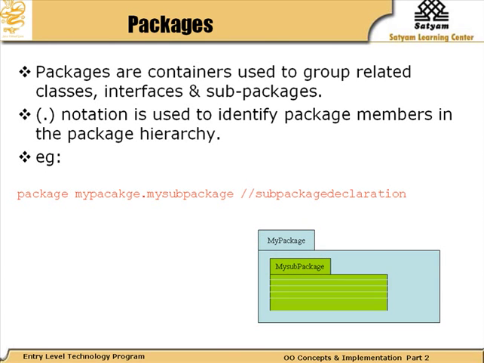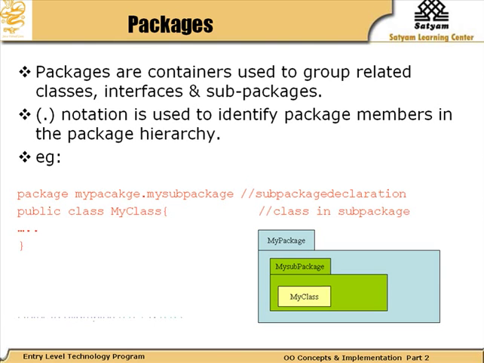Now let's look at an example. In order to create a package, I use the package keyword followed by the package name. And remember that this should be the first statement in the source file. Here, mypackage.mysubpackage is the subpackage name. My package is the outer package name, as you see here in this picture. And then you may create a class or a subpackage or a child class or an interface inside a package.